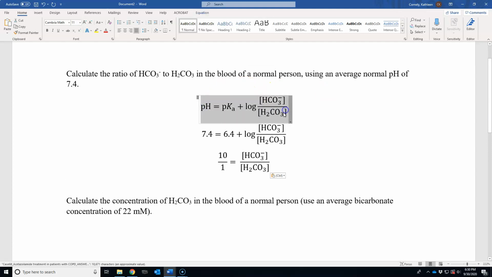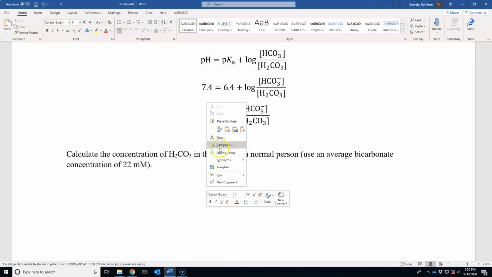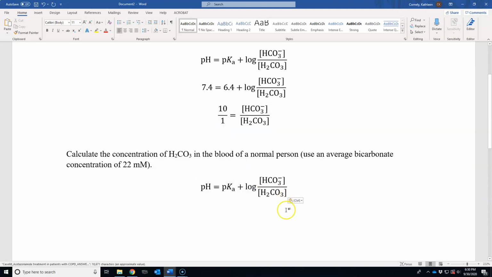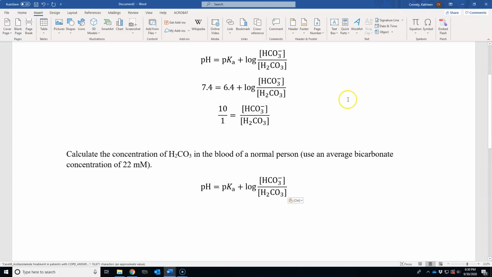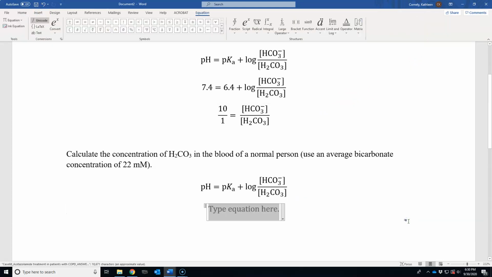So I'm going to copy this whole thing. I right click and hit copy. Now I'm going to come down here and just hit paste. All right, there's my equation. Now I have to substitute in my values. So I insert new equation.